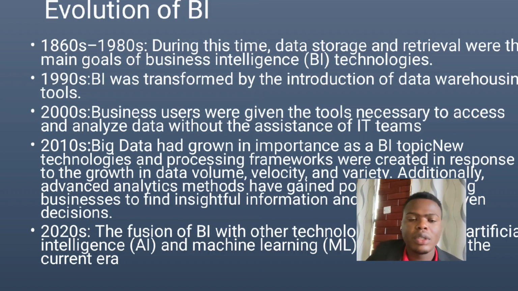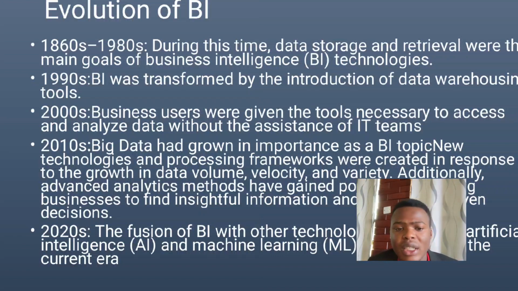Now we are talking about business intelligence evolution. In this way, we saw that it began in the mid 1960s, and during this time, BI tools were primarily focusing on data storage and retrieval. The mainframe computers were used to store large amounts of data, and basic reporting capabilities were developed. We see this was mainly storing data and retrieval.